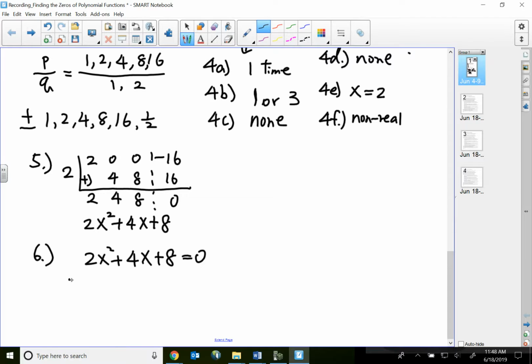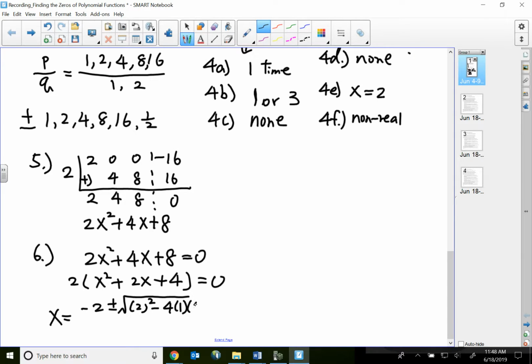So let me factor out a 2 first. So that gives me x squared plus 2x plus 4. And you know this trinomial is not factorable. So right away, if it's not factorable, I know the other 2 zeros are not going to be x equal to 2. It's going to be non-real. So let's use our quadratic formula. That will be negative b, which is 2, plus or minus the square root of my b squared minus 4 times my a times my c, all over 2 times my a.